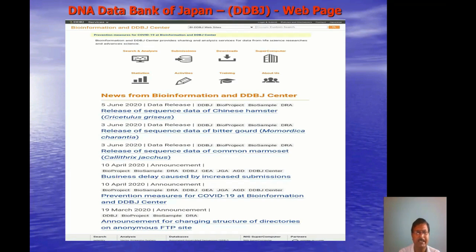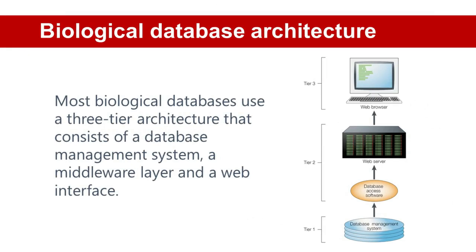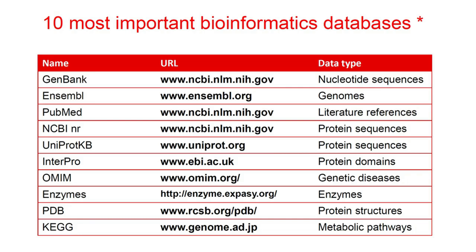This is the DDBJ, DNA Data Bank of Japan, homepage, with news from the Bioinformation and DDBJ Center. Despite having highly different functions, almost all biological databases share a similar architecture. Each consists of three tiers of software. At the bottom is a database management system, or DBMS, that manages a collection of facts. At the top is the web browser that transmits requests for data to the database and renders the responses as web pages. In the middle is a software layer that mediates between the DBMS and the web browser to turn data requests into database queries, and to transform the query responses into hypertext markup language, or HTML. In addition to the gene database and PDB, there are many more biological databases designed for different purposes. The table here shows some of the most commonly used databases in bioinformatics that might help you in your research.